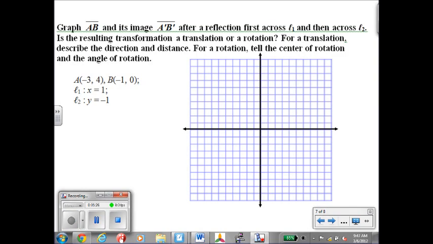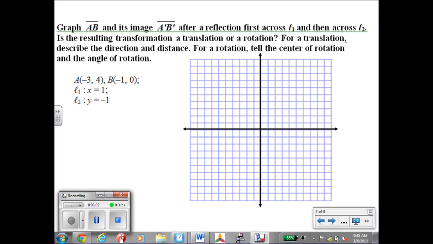Okay, so you've got a problem where they want you to graph a line, and then they want you to graph the image after a reflection, first across L1 and then across L2. So this is kind of what we did at the beginning. It wants to know if the resulting transformation is a translation or a rotation. We've already talked about this before. If it is a translation, you have to describe which direction and distance. If it's a rotation, you have to tell what the center of rotation is and the angle of rotation.